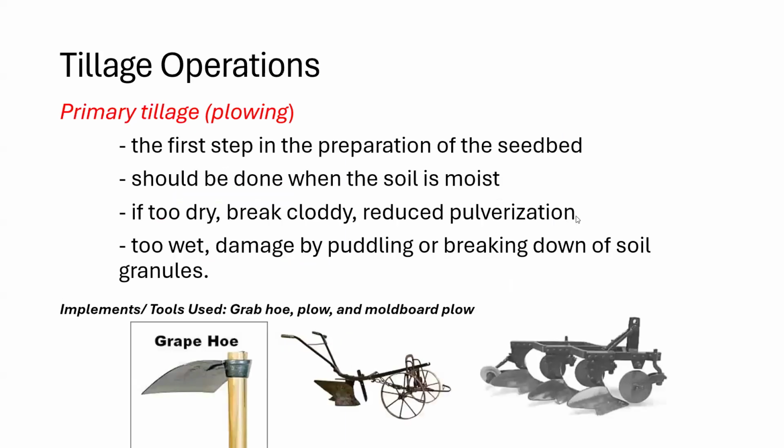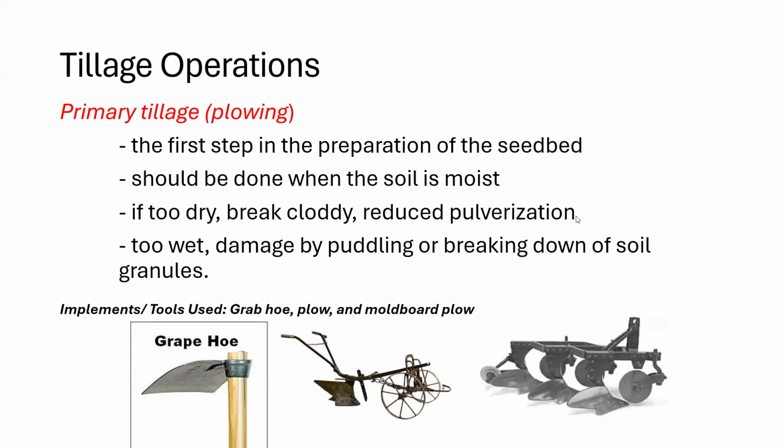Next, let's proceed to the different tillage operations. Andito na yung ating tillage operations. One is primary tillage, then the second is secondary tillage. Unahin natin si primary tillage. Under primary tillage, we have plowing.